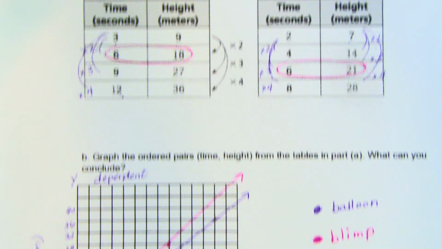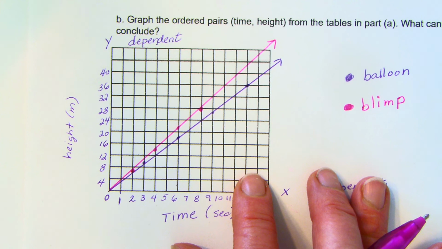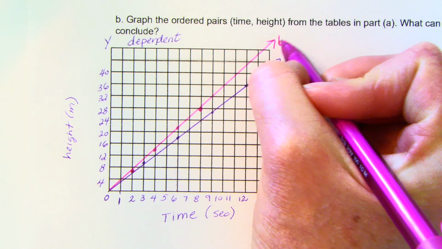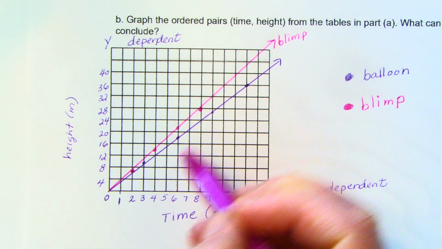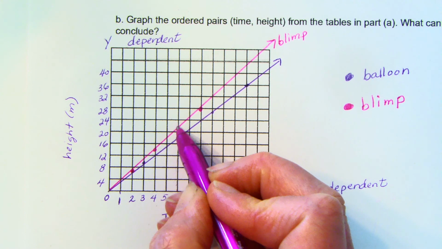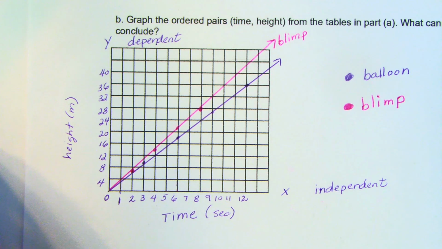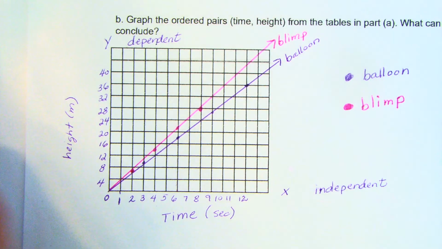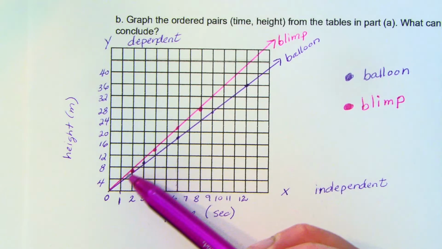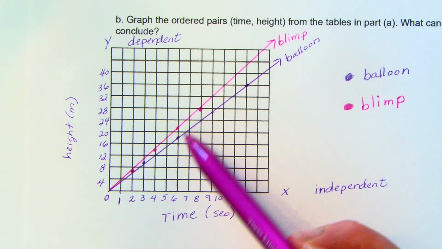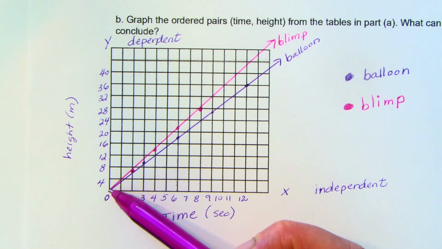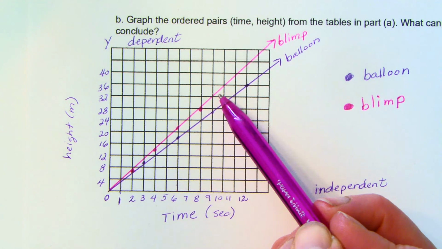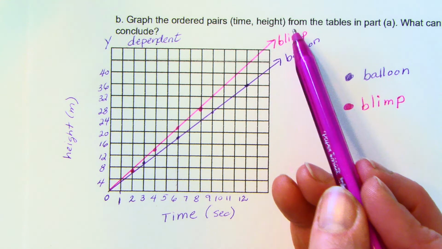Okay, let's look at that on the graph. When I come to the graph, here is 6 seconds. At 6 seconds, I can see that the blimp is higher than the balloon. Okay, the answer on the graph is the same as the answer that I had in my ratio table. And I can also see that the blimp line is above the balloon line, even though they started here at the same place. They both started at 0. The blimp line is above. The slope is steeper. It's going up faster.